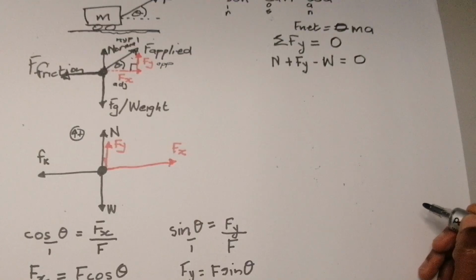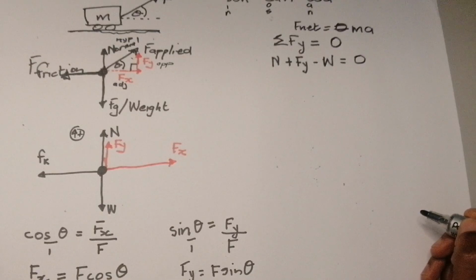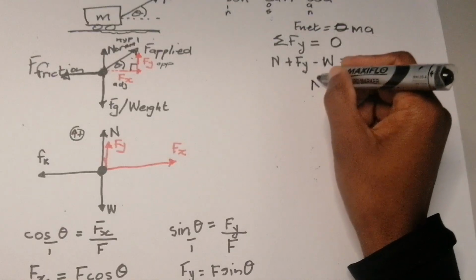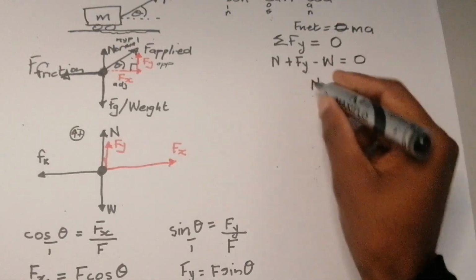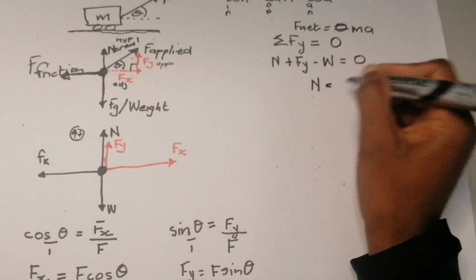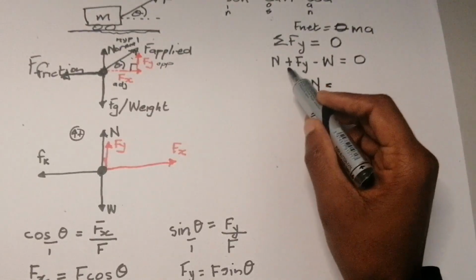Now, why am I showing you this? Because we might have instances where we are going to be calculating the frictional force. So if we're given the coefficient of friction, we'd have to find the value of the normal force, and look at what the normal force would be now.